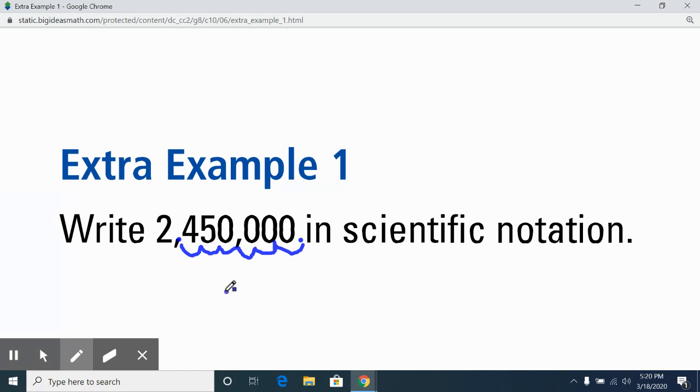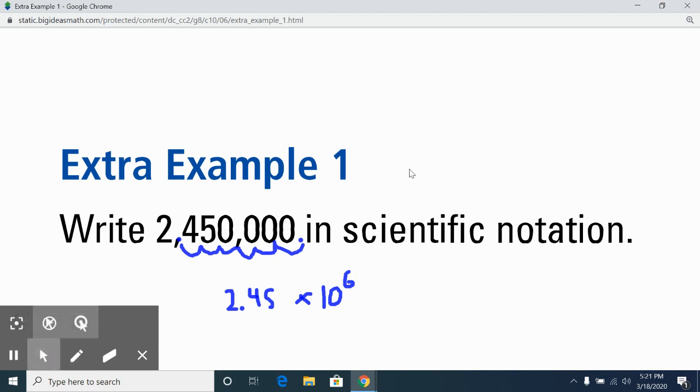So here's my answer, 2.45 times 10 to the 6th power, okay? Again, hopefully that makes sense. We always use any whole numbers when we write in scientific notation, but we don't need any zeros. Okay, we don't need any zeros. Hopefully that makes sense to you.